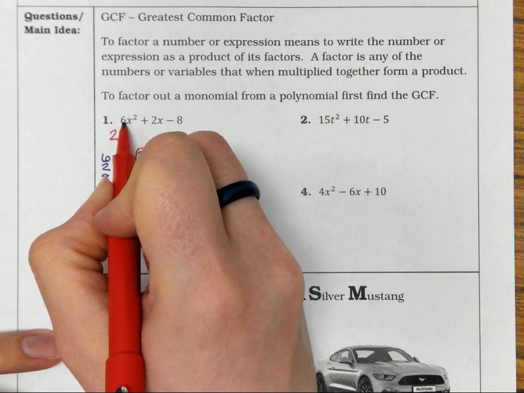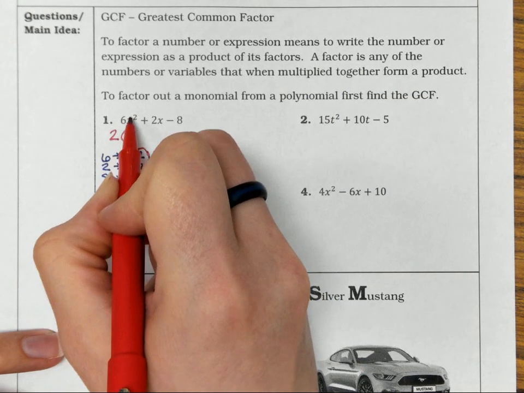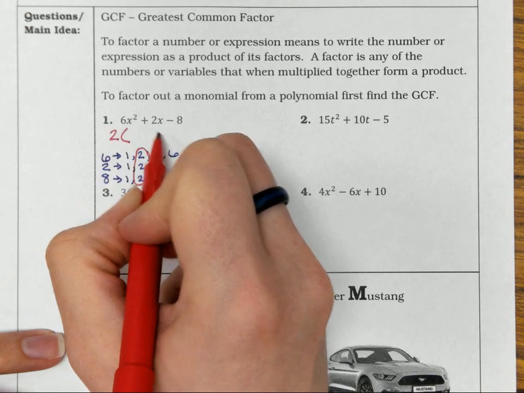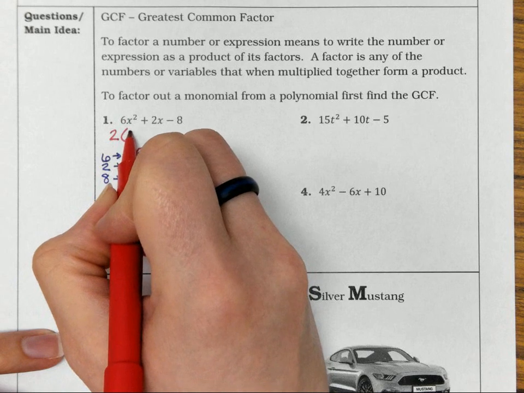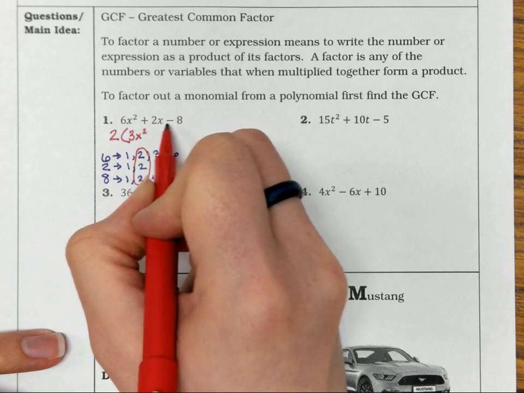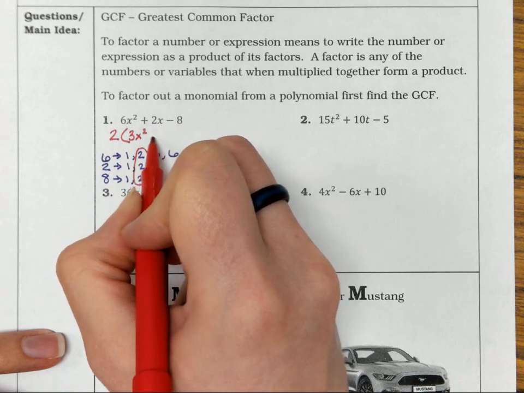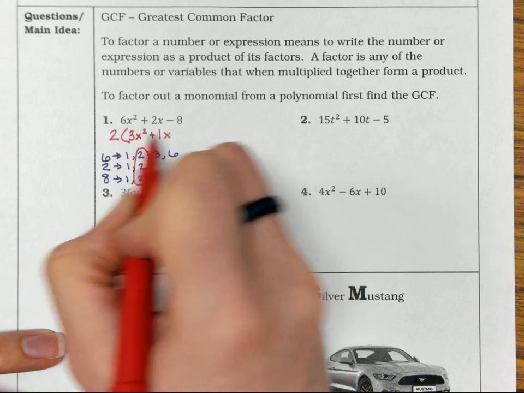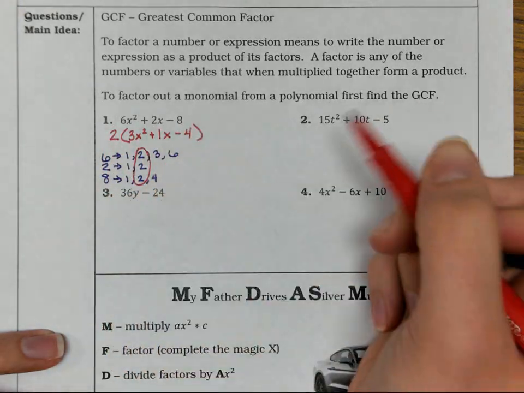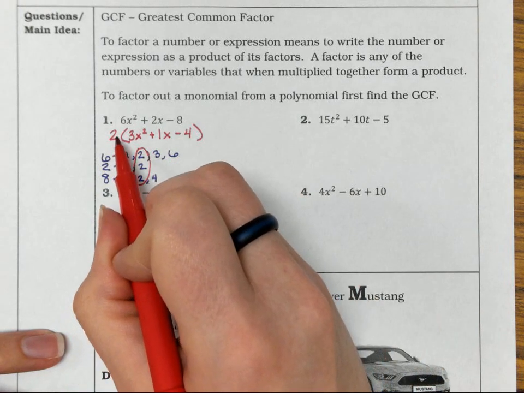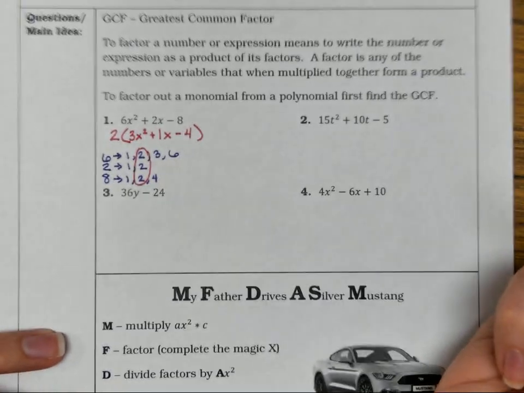If I pull out a 2, what's left of the 6? And we're dividing here, okay? Because if we would work backwards, we're multiplying. So if I divide out a 2, I'm left with 3x squared. If I divide out a 2 here, I'm left with a positive 1x. And if I divide out a 2 here, I'm left with a negative 4. And so that's what pulling out the greatest common factor looks like.